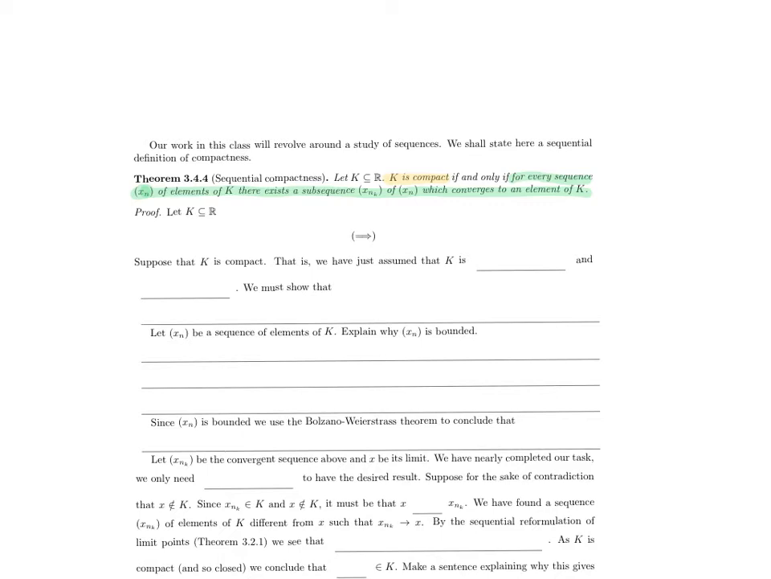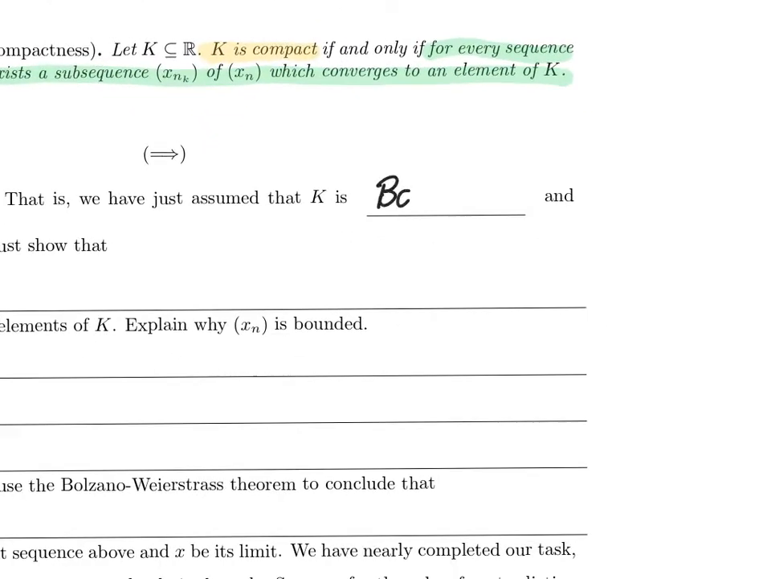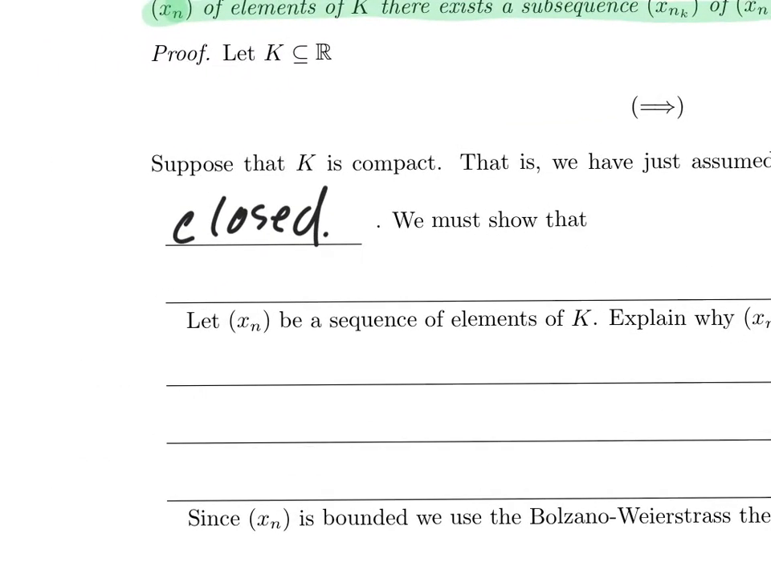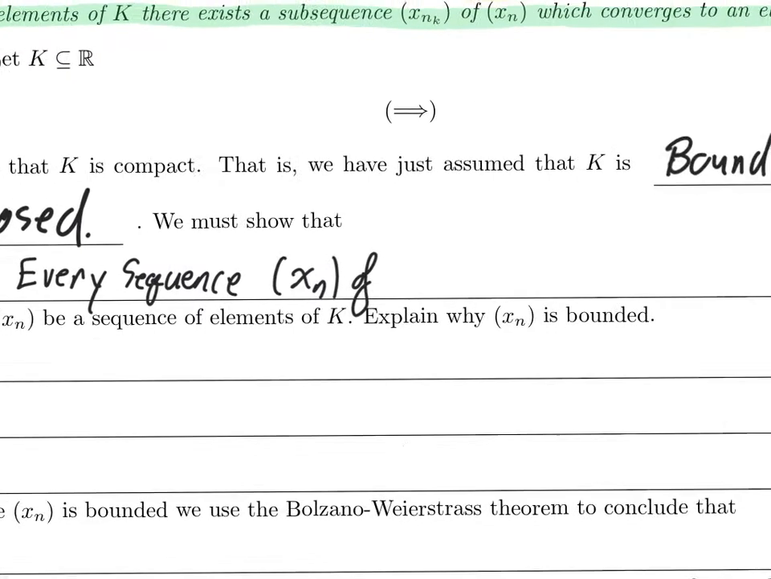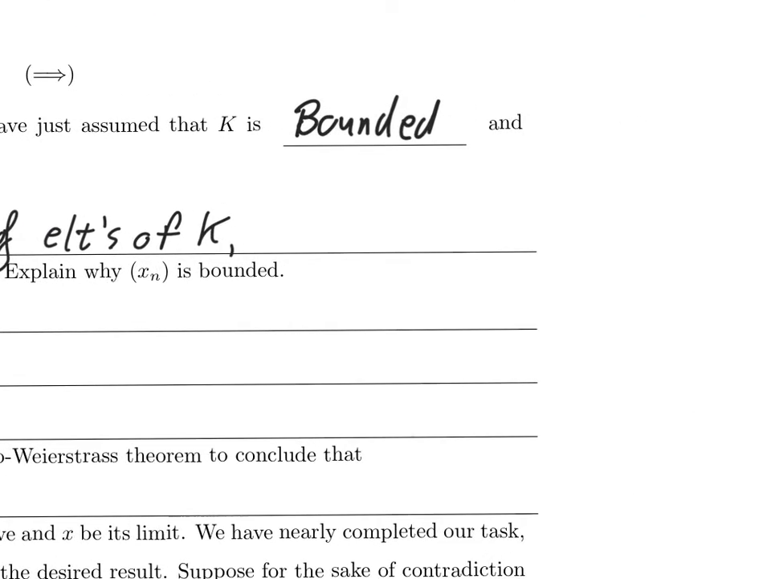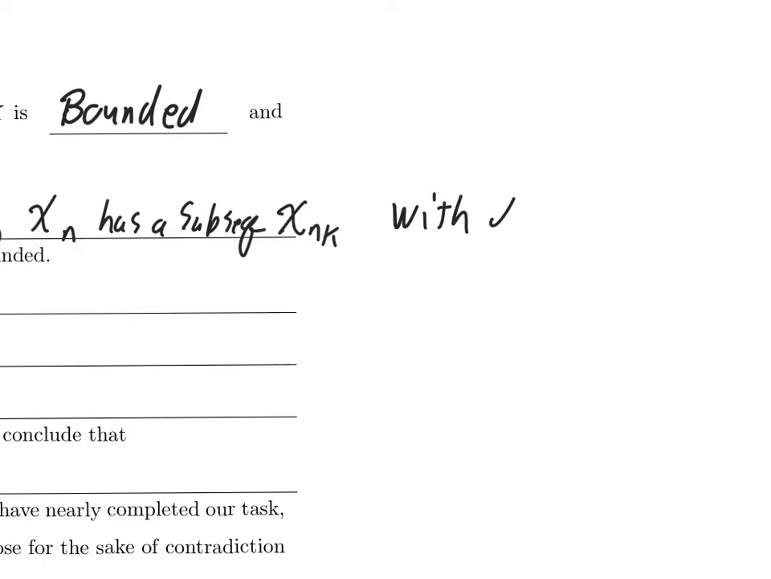So the forward direction first. Let's suppose that the set K is compact. So what does compact mean? If we assume that K is compact, then K is bounded and K is closed. Let's write down what we need to prove. I want to show that for every sequence x sub n of elements of K, x sub n has a subsequence x sub n sub k with limit in the set K.